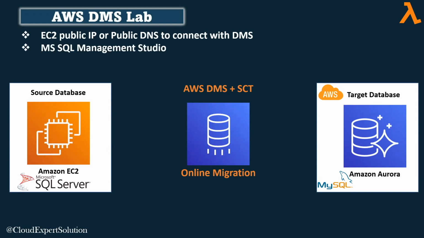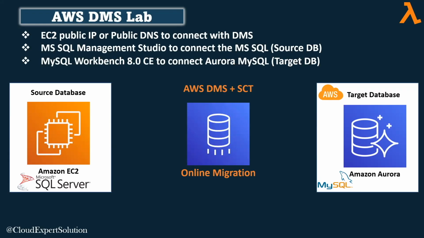Then we are going to use Microsoft SQL Server Management Studio to connect to the MS SQL database, or the source database. Now you can use the same thing in your on-premise database. We are going to use MySQL Workbench 8.0 CE version to connect to the Aurora MySQL target DB. Again, you can use the MySQL Workbench. It is not specific to any AWS tool. You can install it in your on-premise server to validate the target database.